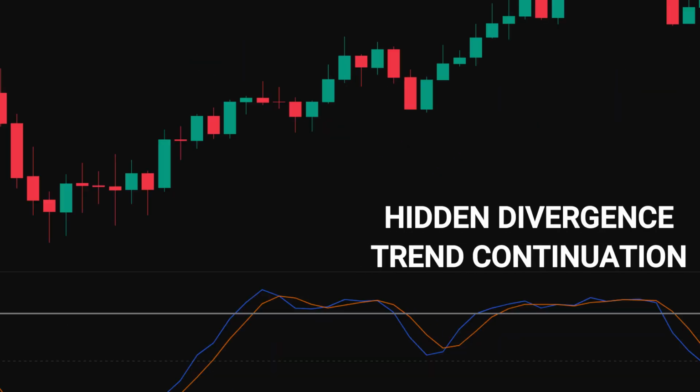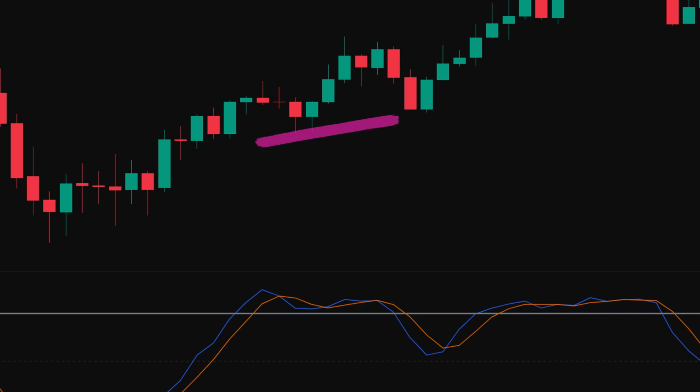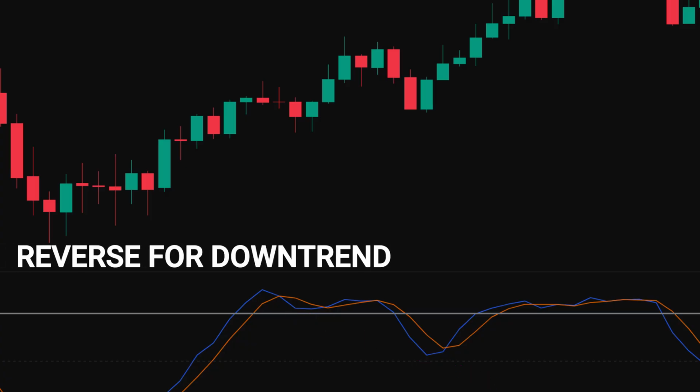Hidden divergence. This helps identify trend continuation opportunities. When you're in an uptrend, look for price making higher lows, while the stochastics is showing lower lows. In a downtrend, look for price to make lower highs and the stochastics to make higher highs.